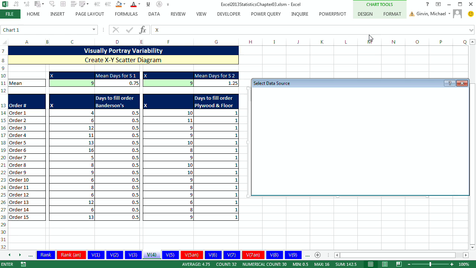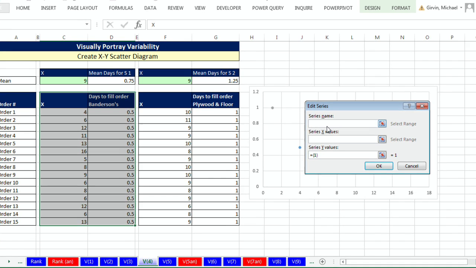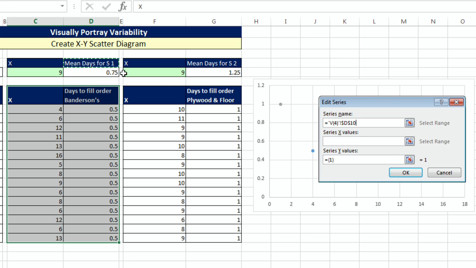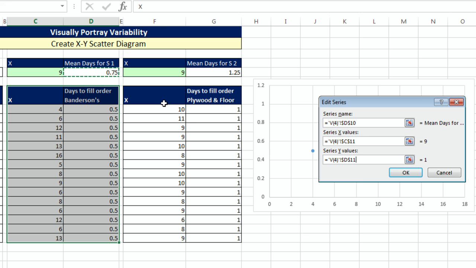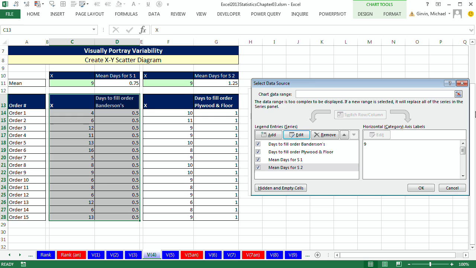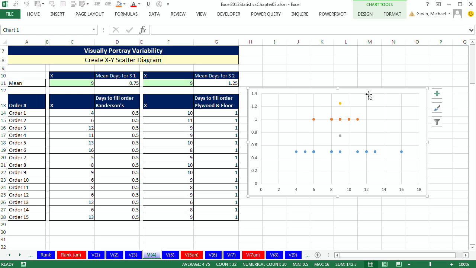Design, select data. And now we want to add, but watch this. I'm going to say mean days for supplier 1. X is going to be a single point. And again, this y, I'm going to have to delete that and then get that 0.75. Click OK. I'm going to add again. Series name, mean days for supplier 2. X, highlight, delete, and let's get our y. And OK, and then OK. And there, it's looking good.